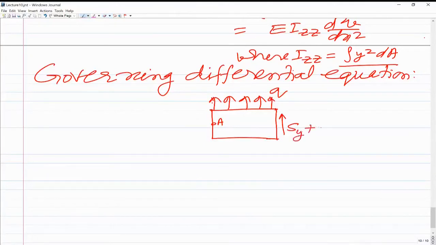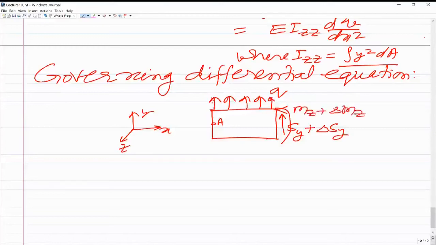When we go from left to right there is going to be some increase, which I am denoting as delta sy. Similarly, there is going to be a bending moment. The coordinate directions are the same: this is x, this is y, and this is z coming out of the screen. On the right hand side, the outward normal to the section is along plus x direction, so the shear force is positive along positive y direction, and the bending moment is positive about positive z axis. So this is the bending moment, which is Mz plus delta Mz.